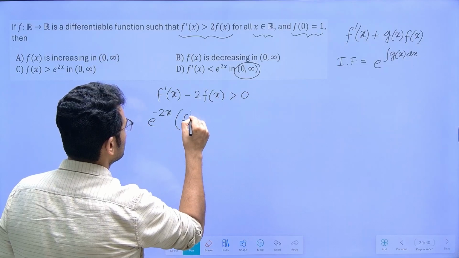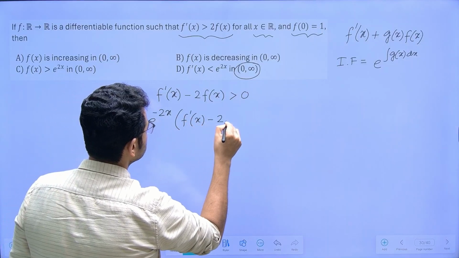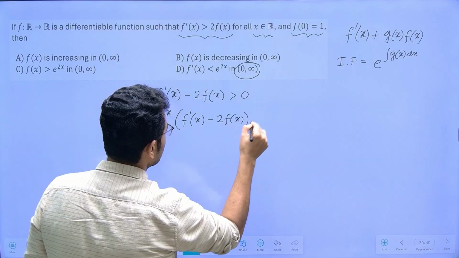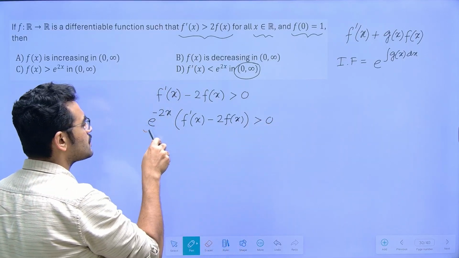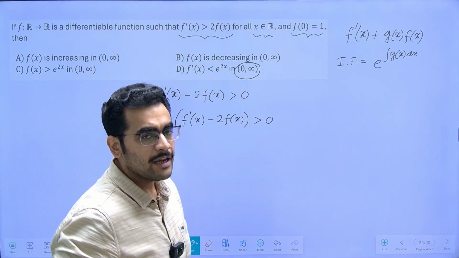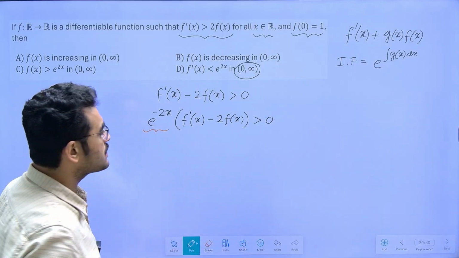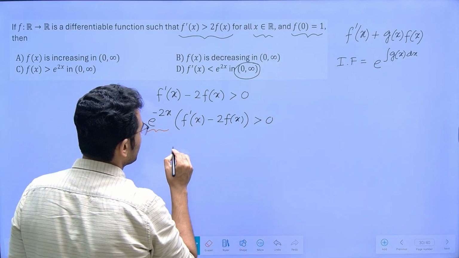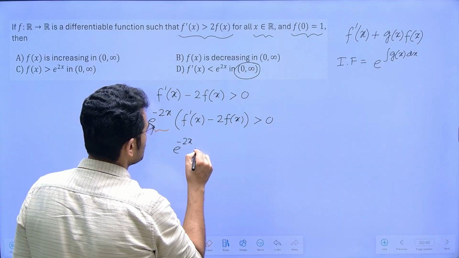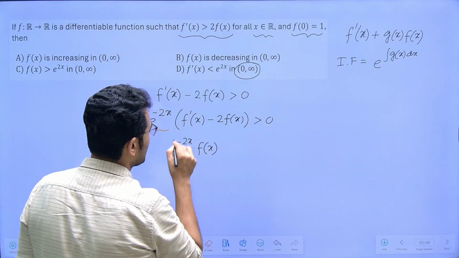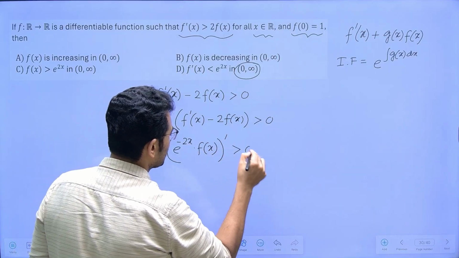So by that, if you multiply both the sides with e to the power minus 2x, which is a positive quantity, then you see that the left hand side will become the derivative of e to the power minus 2x into f(x). Derivative is greater than 0.